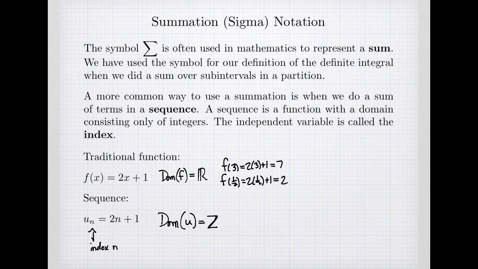and my domain consists only of integers. So if I'm talking about my sequence, I might talk about u with an input of 3. Here my index is 3. That's 2 times 3 plus 1, just like a function. But u with a subscript of a half does not make sense, so this is not defined, because that's not an integer. So a sequence is just like a function. There's a little bit of difference in the notation. I use a subscript instead of the parentheses, but otherwise it's the same.